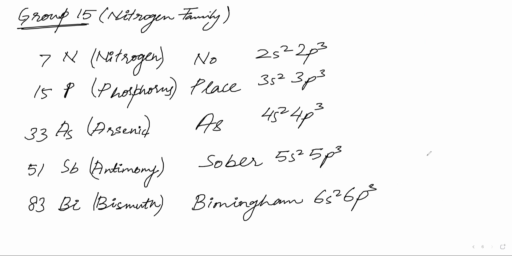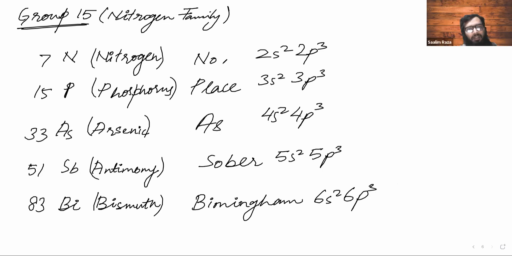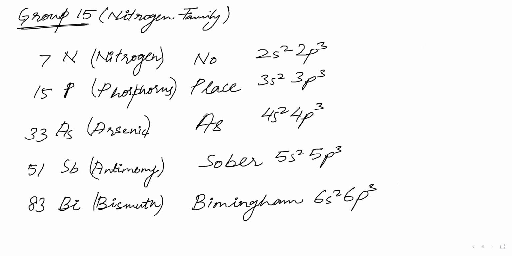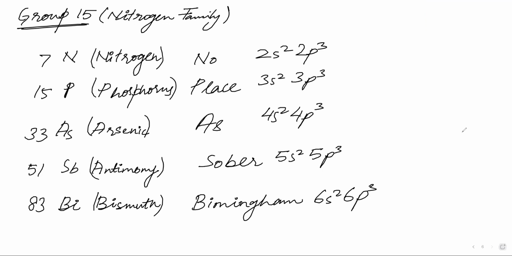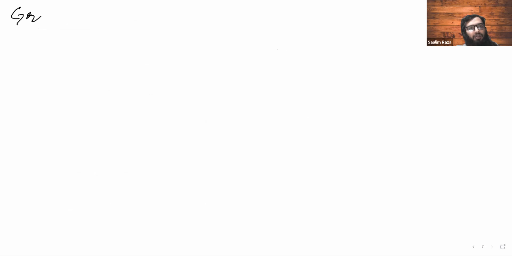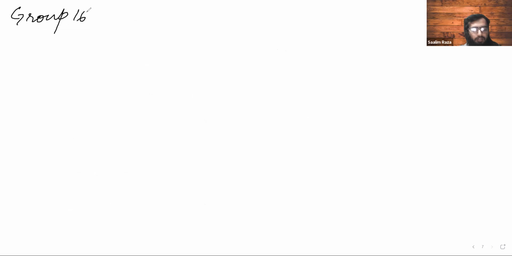And how will you remember this nitrogen family? By No place as sober as Birmingham. Why is Birmingham not sober? Because of the Peaky Blinders, they have a pub there. Now let us move to the next group, group 16.